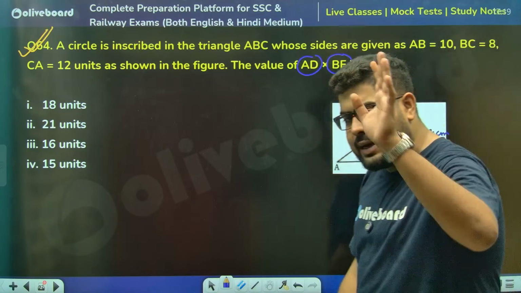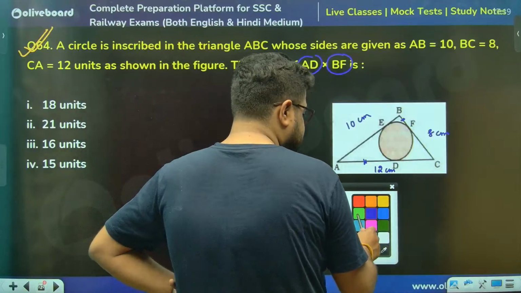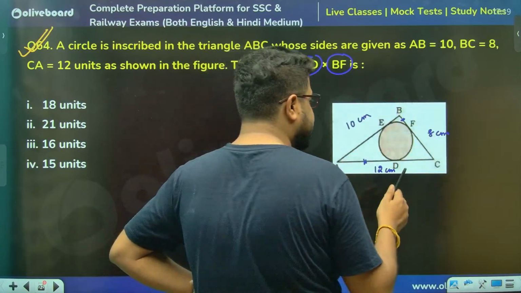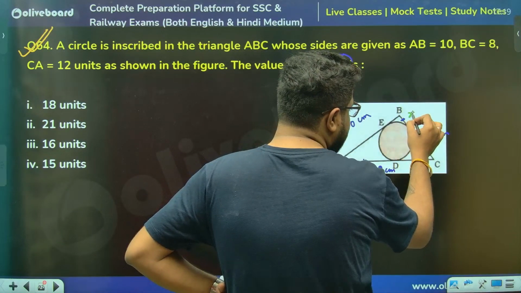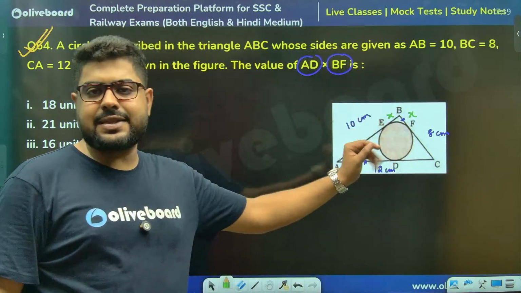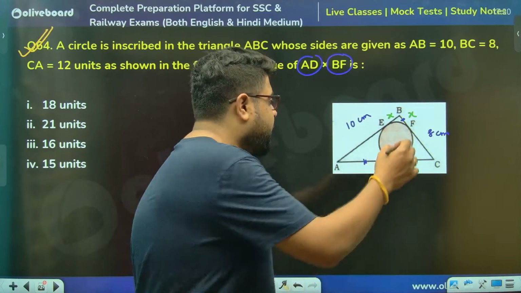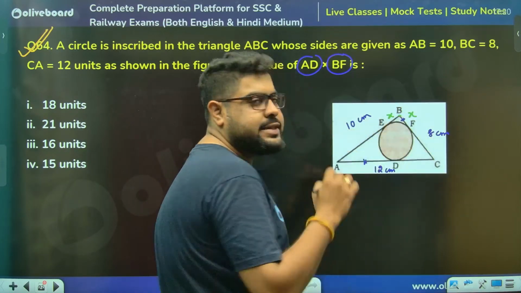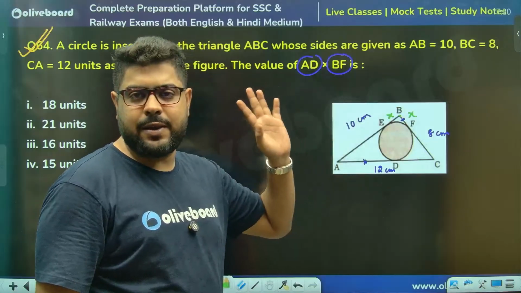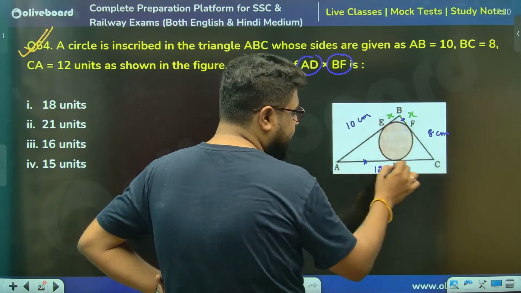There are multiple ways you can solve this. Let's understand the things, then whatever shortcuts we get, we'll see. If I say BF is X, can I say BE is also X? Because B is the external point from where we have drawn two tangents, BE and BF must be equal. Similarly, A is the external point, so AE and AD are the same.